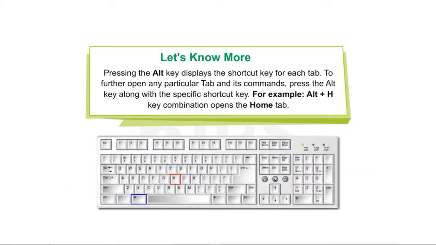Students, let's know more. Pressing the Alt key displays the shortcut key for each tab. To further open any particular tab and its commands, press the Alt key along with the specific shortcut key. For example, the Alt plus H key combination opens the Home tab.